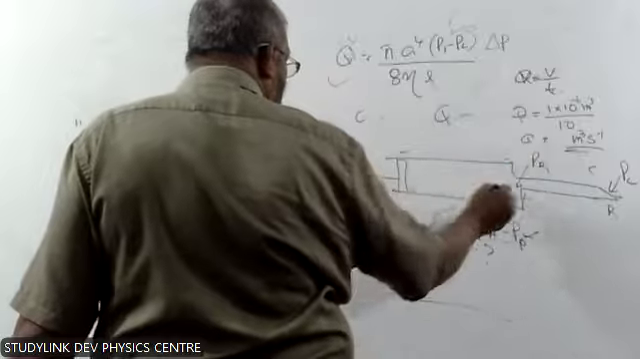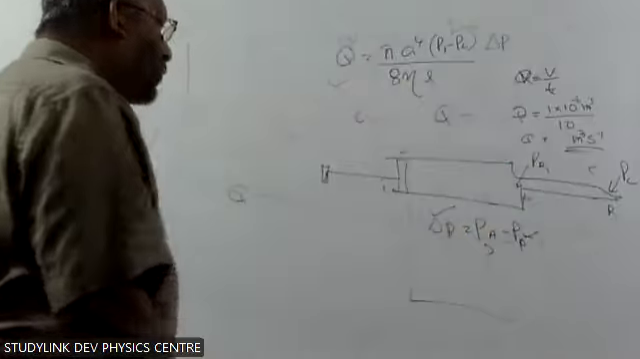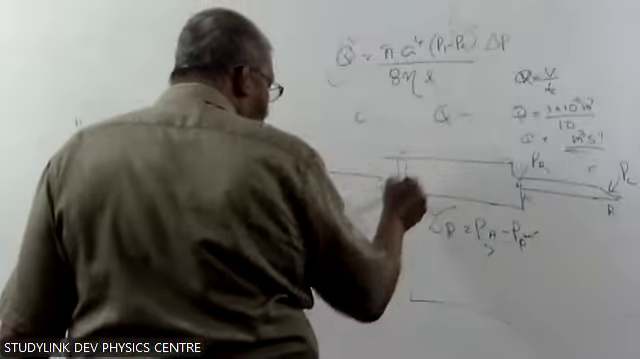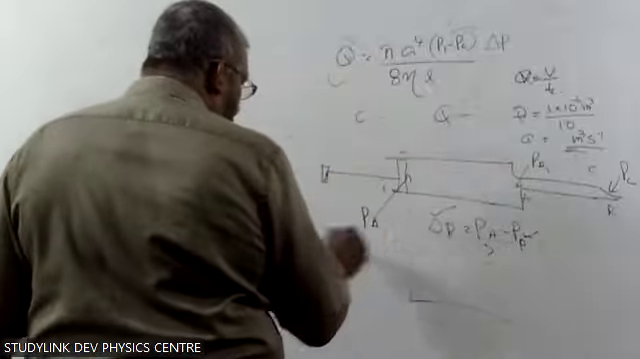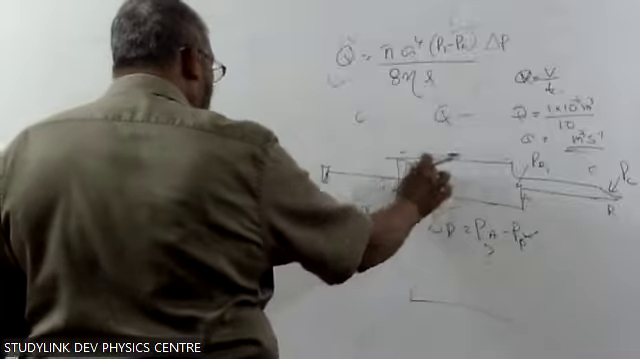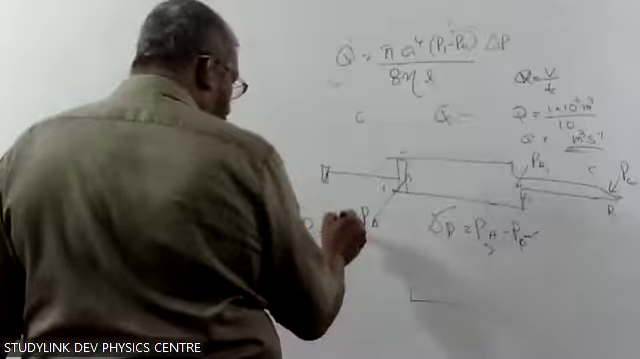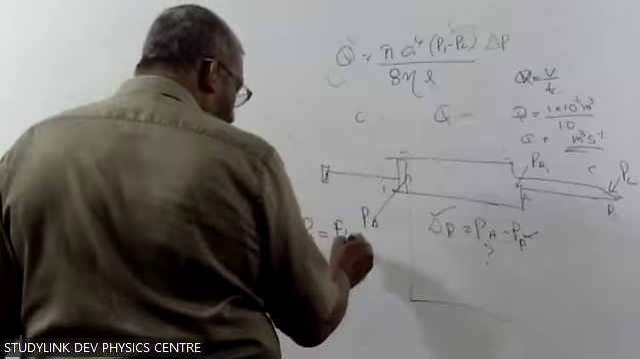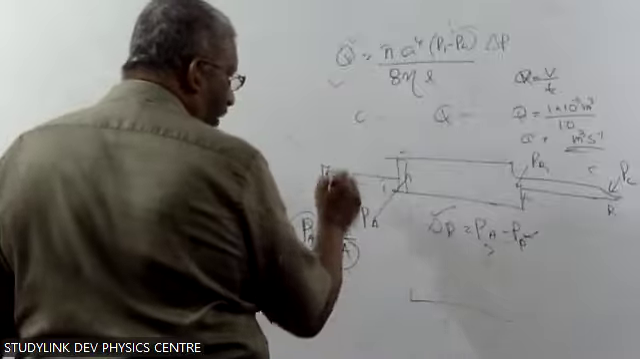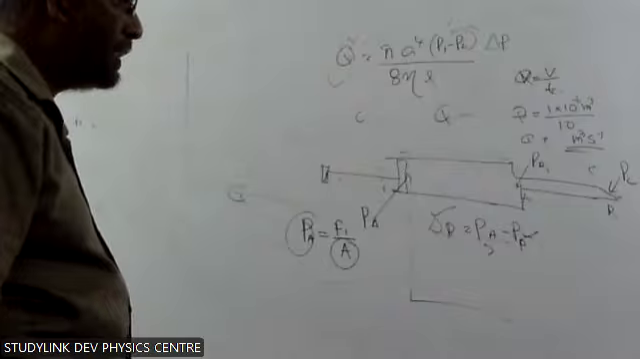Here the pressure is constant everywhere, according to Pascal. So the PA value is the same everywhere. PA is equal to force F1 over cross-sectional area A. This is known, this is known. You can find F1 for the previous situation.